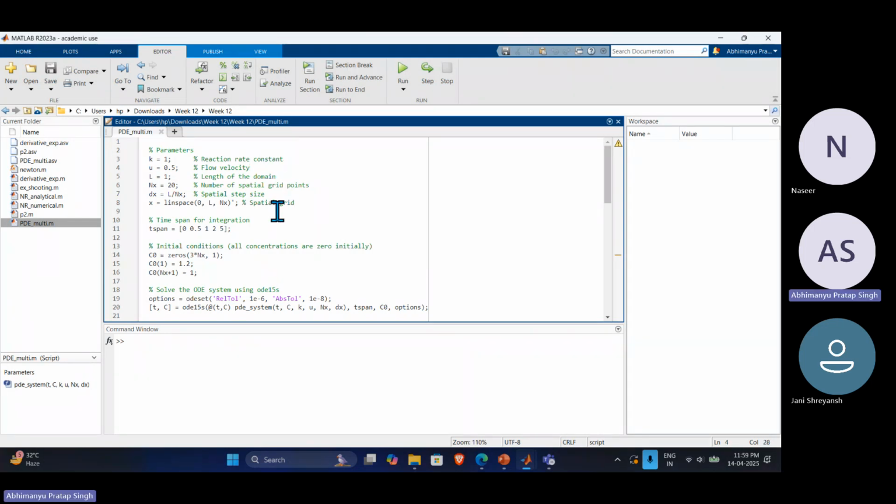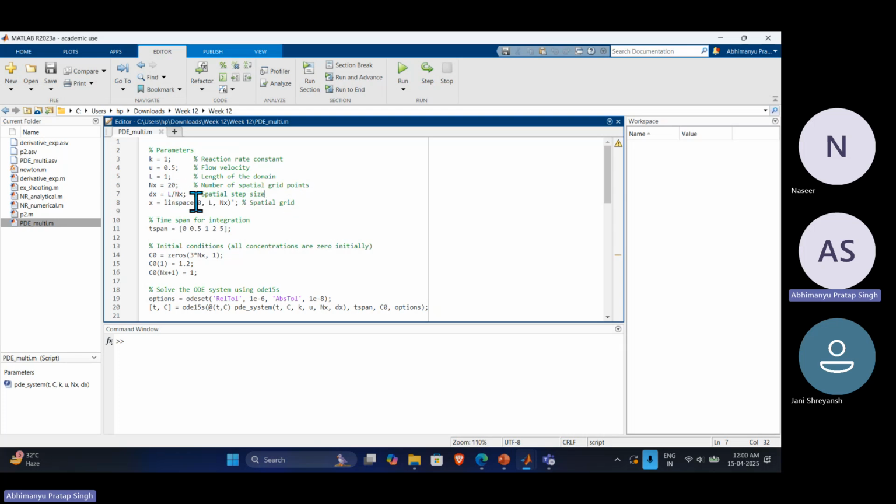Yeah. So I've assumed some of the variables, as they were not given in the problem. I've assumed k is equal to 1 and u is equal to 0.5. Length was also not given, so I've assumed L is equal to 1. I'm discretizing it for 20 points. So my dx would be L by nx. L is 1, nx is 20, so my dx is 1 by 20.